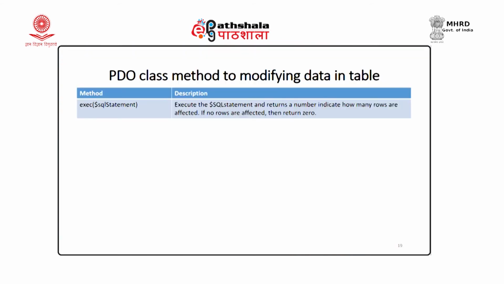Of course you can use the query method also, but the query method will not return how many rows are affected. So generally it is a good idea, to find out how many rows are affected, to use the exec method. Let me give an idea about how you can use it. Let's say, for example, I would like to insert one record.